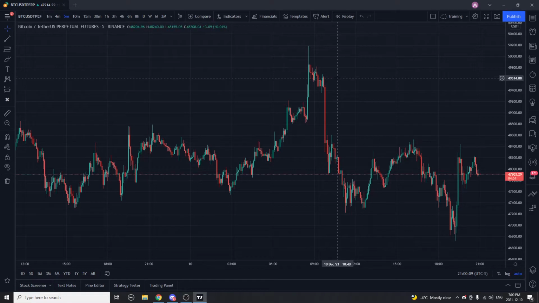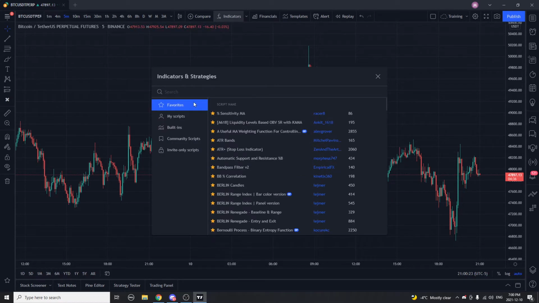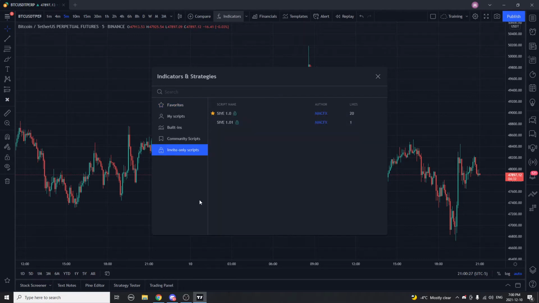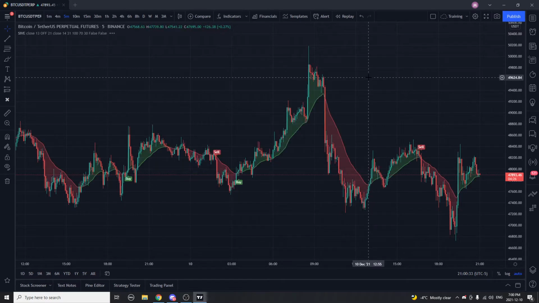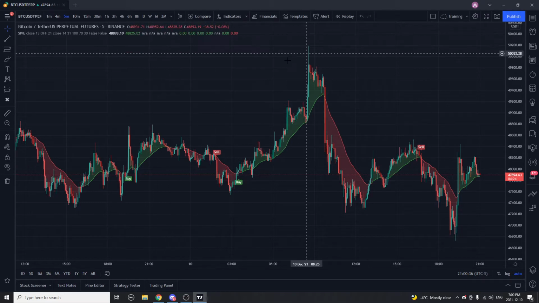So first off, when you get access to Sive, either through the free trial that I offer or that you actually paid for the access, what happens is you'll get access through your indicators. And you want to come over here and it'll show up in invite only. And you'll just want to click on Sive 1. And upon doing that, you'll see this. It'll pop up looking like this.